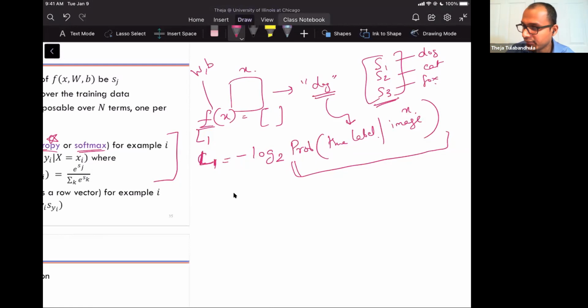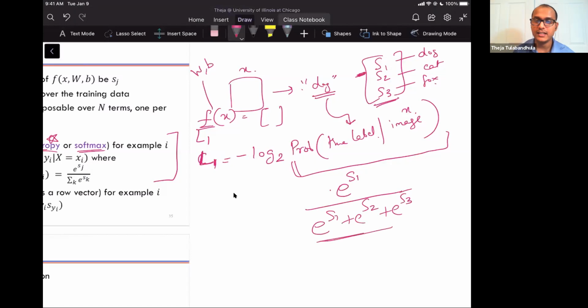I'll say that it is equal to e to the power, because I know the true label is dog, and I know the dog is index, sorry, I'm again indexing it as 1 instead of Python indexing 0, but you get the idea. 1, 2, and 3. So: e to the power s1 divided by e to the power s1 plus e to the power s2 plus e to the power s3. The denominator is always a fixed thing. It's just take the scores, do an exponentiation of them, and add them up. So that's the denominator.